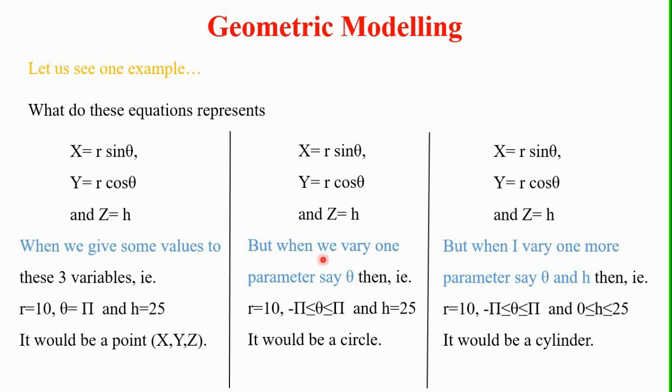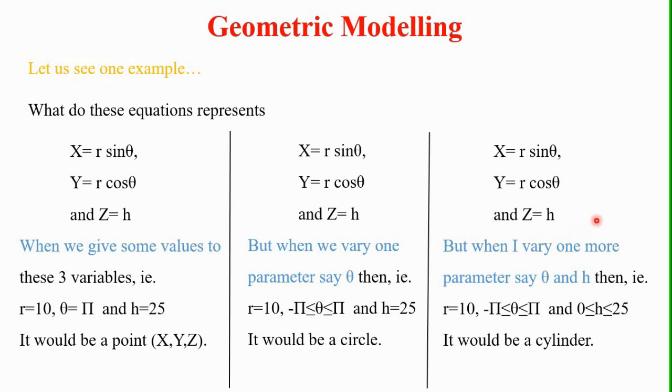But when we vary one of the parameters, say theta, from minus pi to pi, by keeping the other two parameters, r and h, constant, we will get a circle. That means a radius of 10, and we are getting different values for theta from minus pi to pi, and h, the height, is again constant. Therefore we will get a circle here.